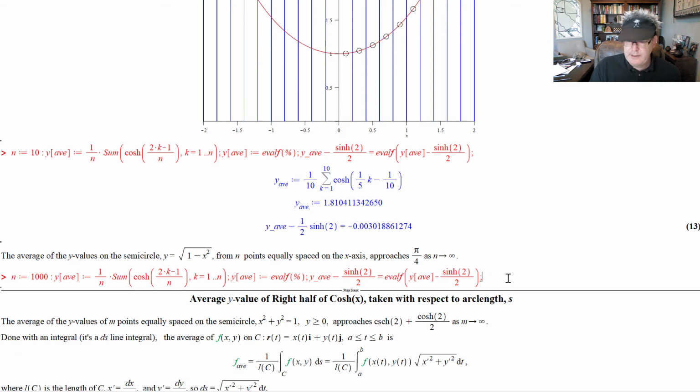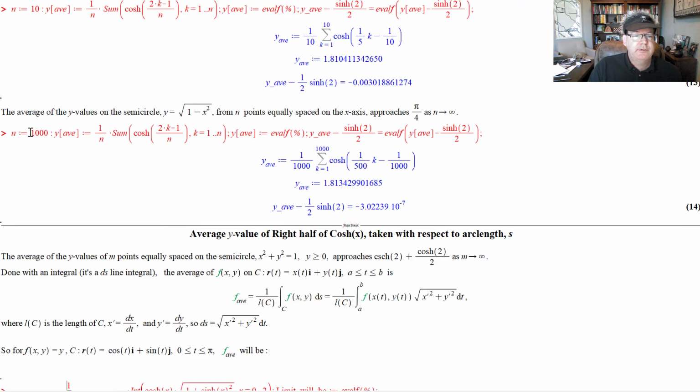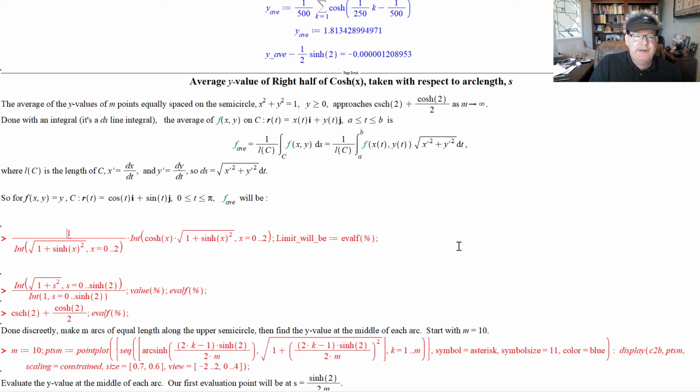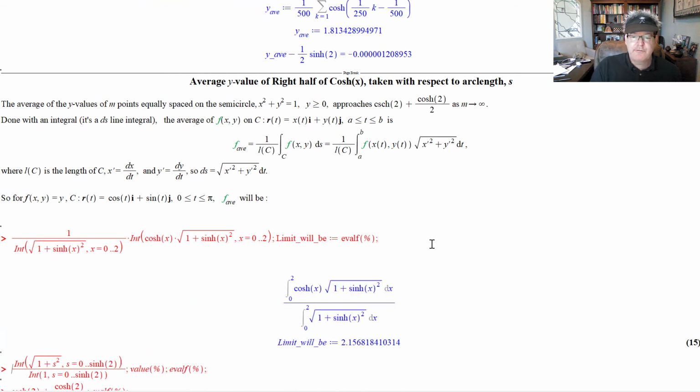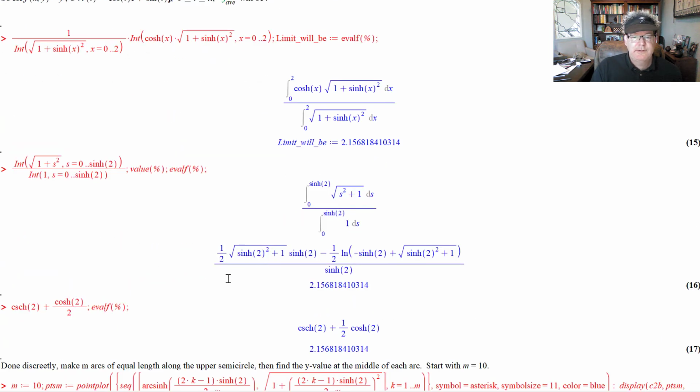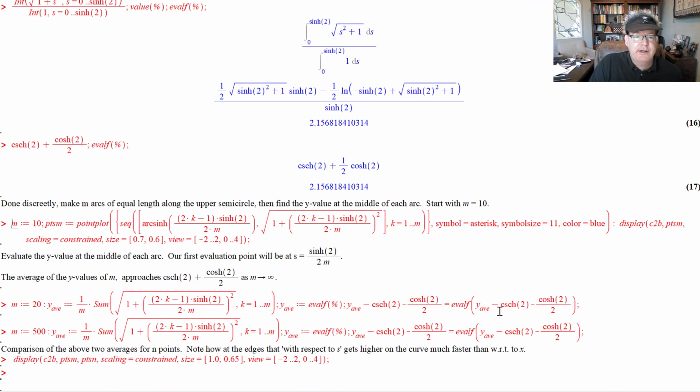And here it is with 1,000 points. It's really close. I don't like the scientific notation, so let's go to 500 points. There it is. So you're converging to 1/2 of sinh of 2. If you take points equally spaced along the curve, you converge to this value, which I put right here. We won't go through the math of that, but that's what we're going to converge to. It's a higher value, if I remember right.